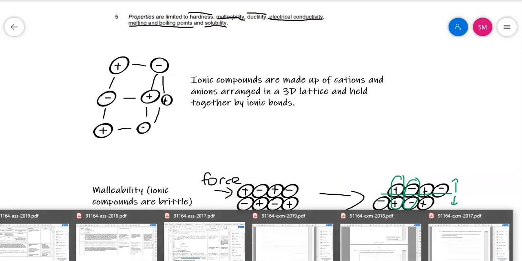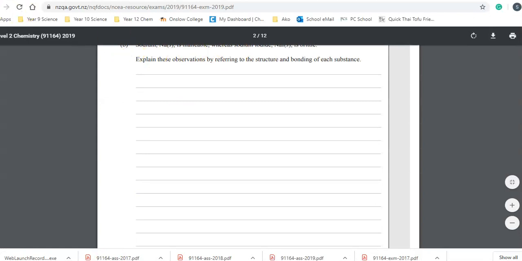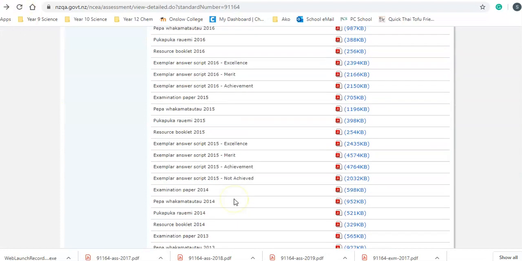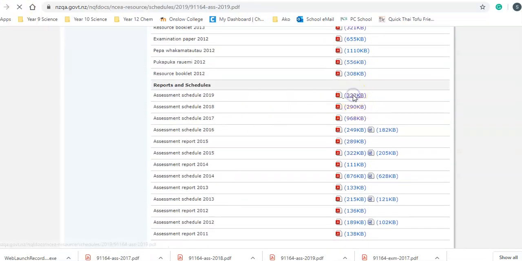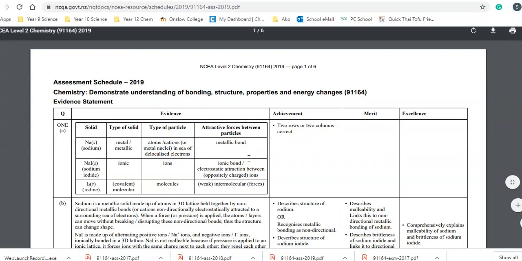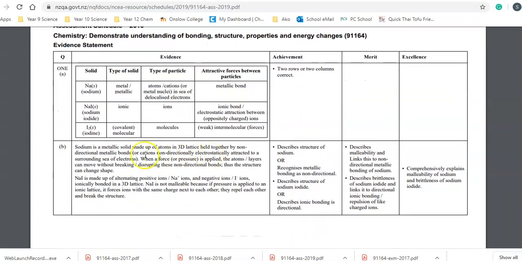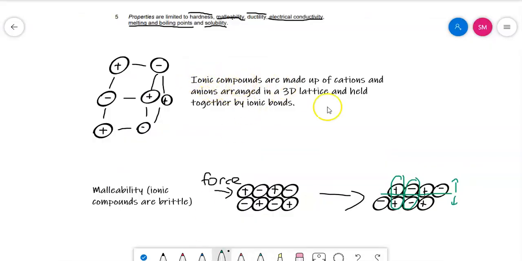So that was 2019 1B. If we were able to write that answer, we'll have a quick look at how we would have gone. So 2019, we can go down to marking schedule. So I'd highly recommend doing this when you're practicing writing exam questions, particularly for these word answers, is just to have a look at what they actually say in the model answer. So here we've got sodium iodide is made up of alternating positive ions and negative ions, ionically bonded in a 3D lattice. So that's the first sentence that we've used to describe the structure of sodium iodide, just like what we had done here. So that's just more specific, talking about sodium iodide. This is a generalized ionic compounds made up of cations and anions. So we start with that.